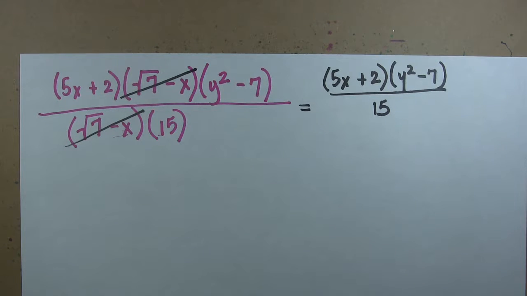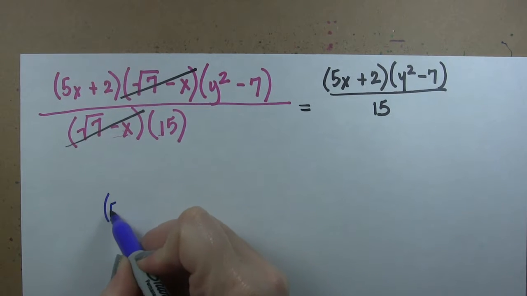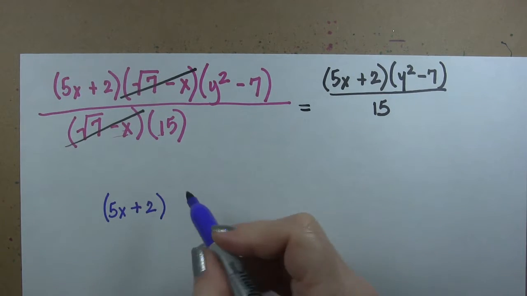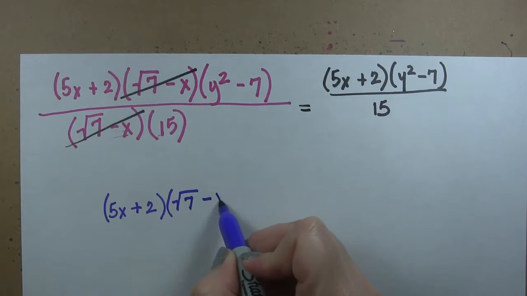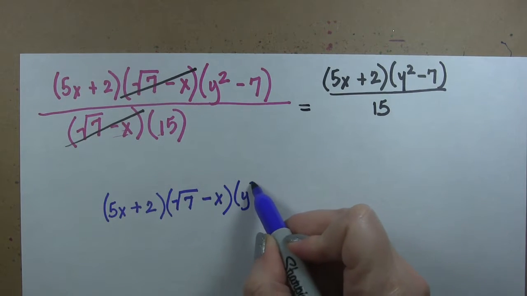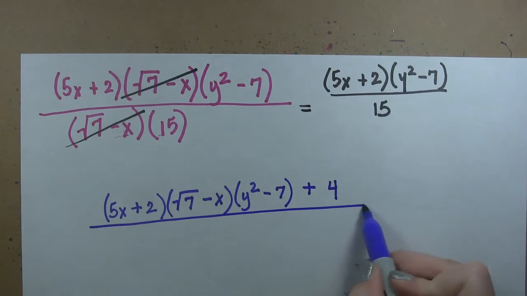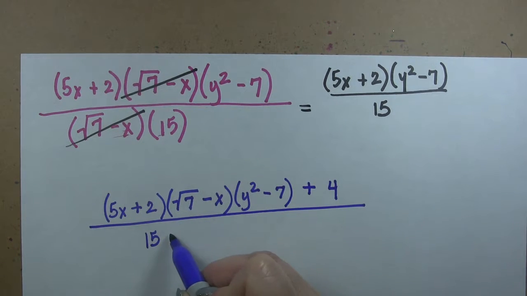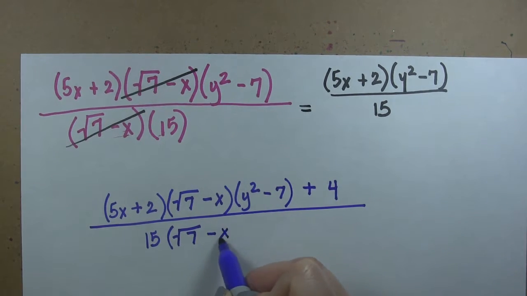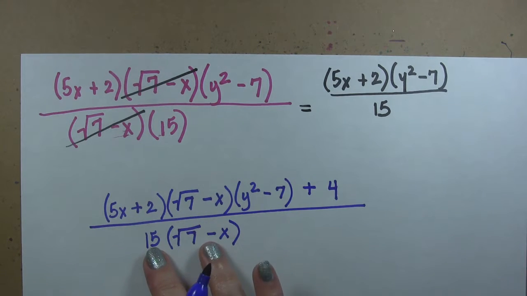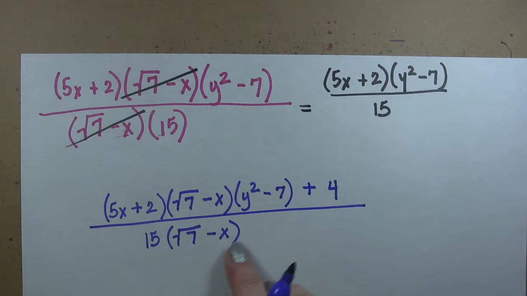But what if the problem were slightly different? What if the problem were this? 5x plus 2 times radical 7 minus x times y squared minus 7 plus 4 over 15 times radical 7 minus x. So here I give you an example of a term that is not in parentheses, but we're still cool with that because it's still being multiplied together, right? You would distribute this 15 over both terms in parentheses through multiplication.